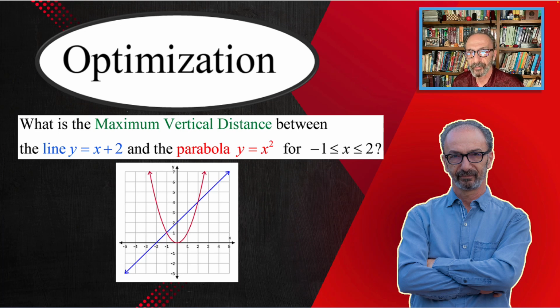Optimization. What is the maximum vertical distance between the line y equals x plus 2 and the parabola y equals x to the second on the closed interval from -1 to 2?